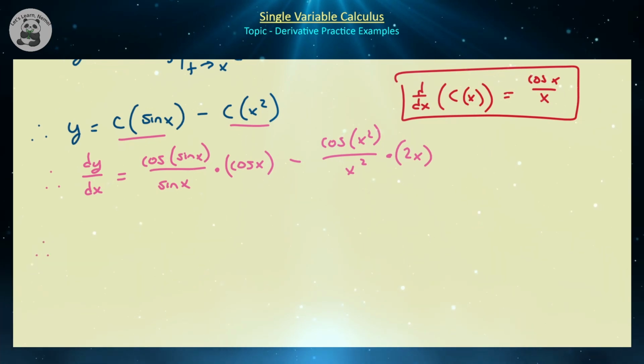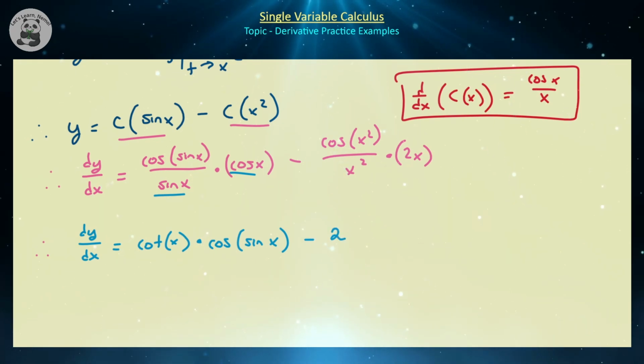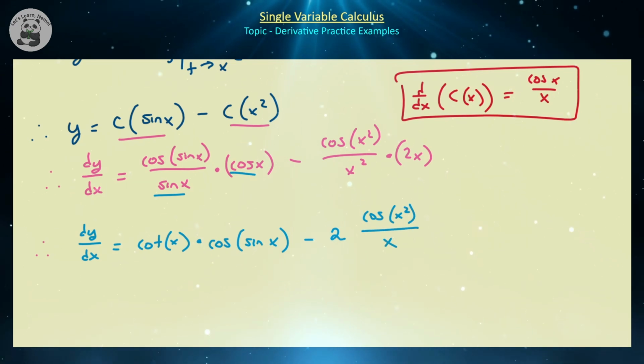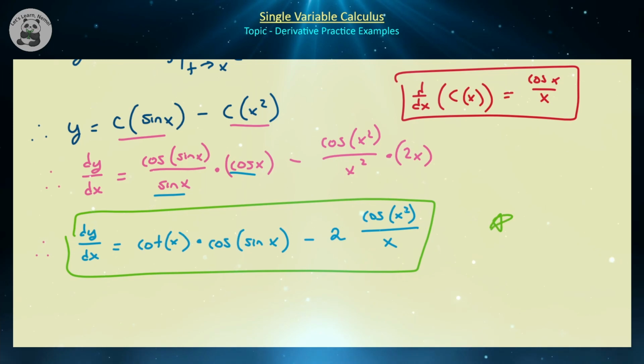So once we have this, then we just need to clean up this expression. We're going to have dy over dx is equal to, cosine divided by sine is going to be cotangent. So we're going to write that as cotangent times cosine of sine. And then minus, we have a 2 hanging out there, and then we have a cosine of x squared, all divided by x there, and that's probably a nice way of writing that expression for the derivative.